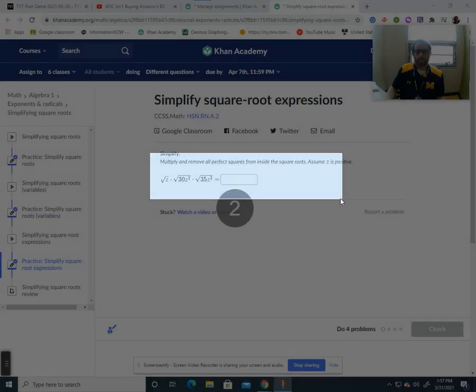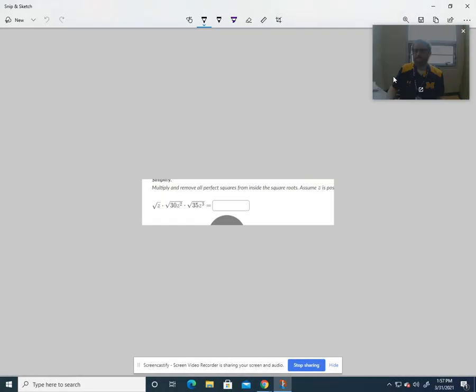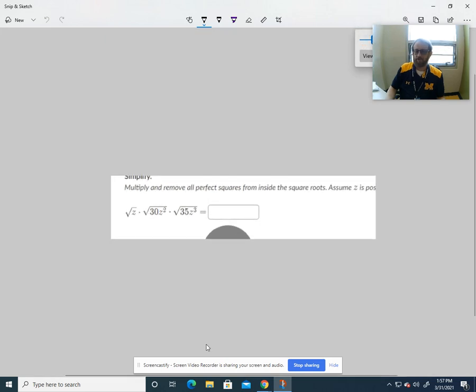All right, guys, here we go again. Now we're simplifying square root expressions. Really doesn't change much. All right, so here we go. They've got these as three separate square roots, but you really don't have to think of them that way. They're all one big square root.